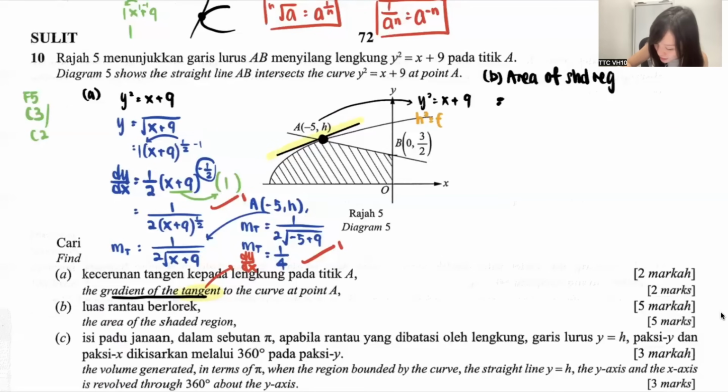My x is negative 5 plus 9. Okay? h squared equals 4. Isn't it h equals plus minus 2, because the square root of 4 is plus minus 2? And now you're on the top, so it should be a positive 2.